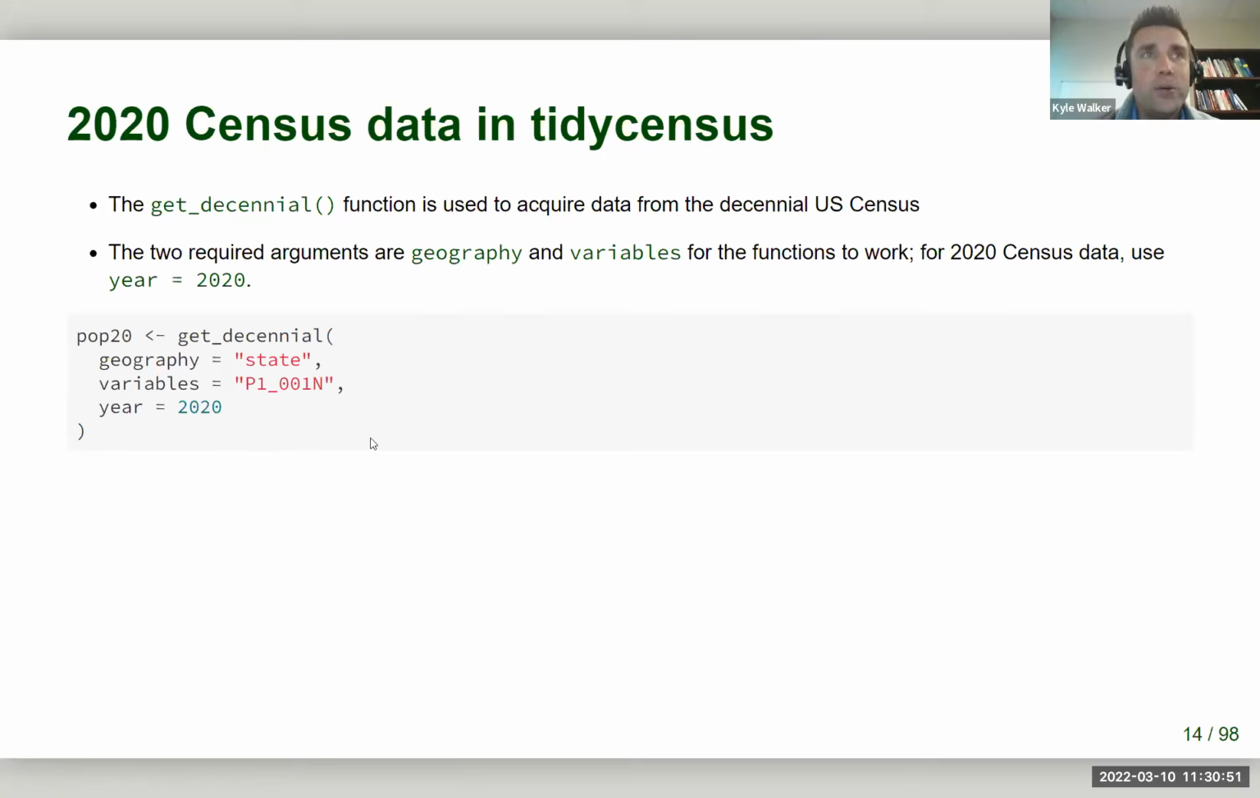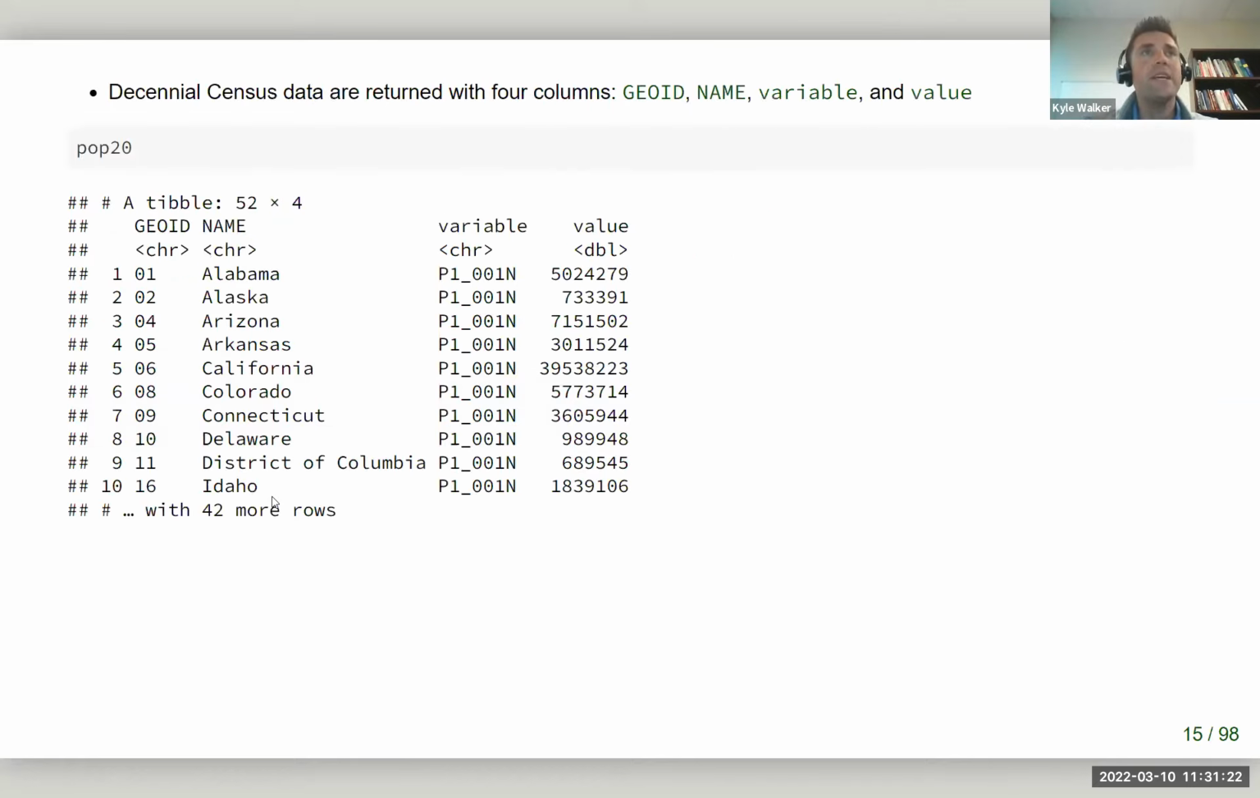So all you need to do to get data from the 2020 census in Tidycensus is run the get_decennial function with these three arguments. You'll need a geography, and I'll explain census geography in just a moment. You'll need variables, and I'll explain those in just a moment as well. And then you'll need year equals 2020. When you run that, and I'm going to jump over to R and step you through what all this means in just a moment, you'll see something that looks like this.